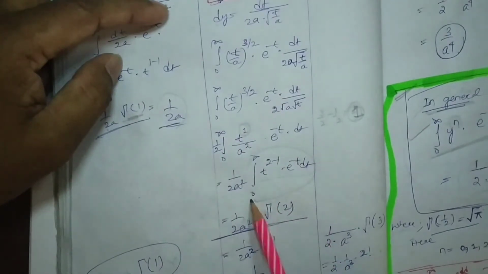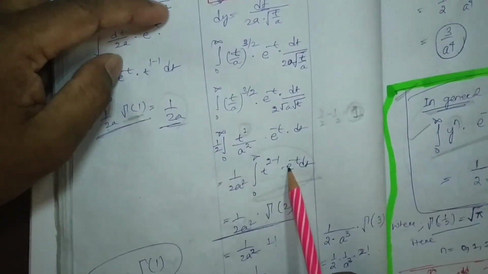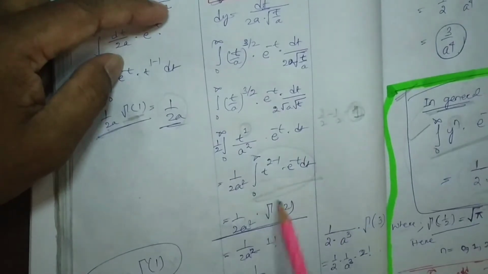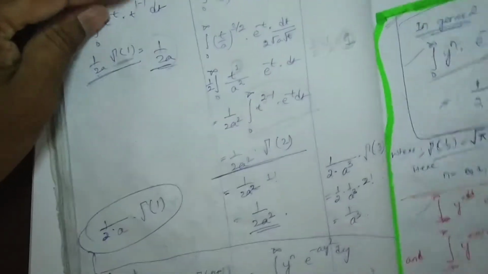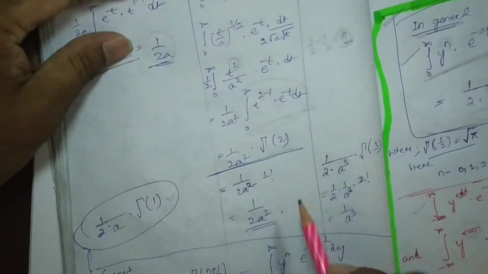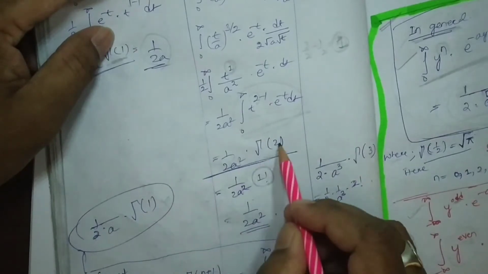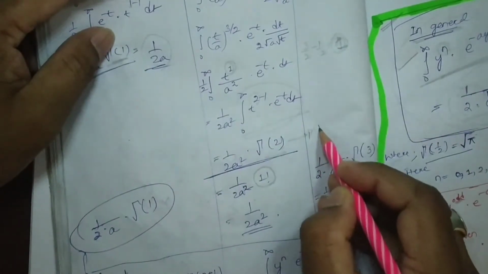So this is a gamma function. That means the integral of e to the power minus t, t to the power n minus 1 dt will be gamma n. Gamma n means gamma 2, right? So gamma 2 is nothing but 1 factorial, we know. Gamma 2 can be written as gamma 1 plus 1.